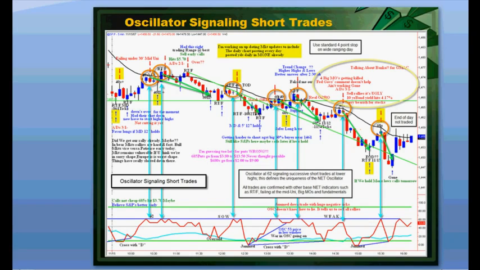In the move we had from March of '03 to November of '07, basically a 5-year bull market, on the weekly chart, the oscillator traded between 44 and 107 for almost 5 years. Okay, can you imagine that?